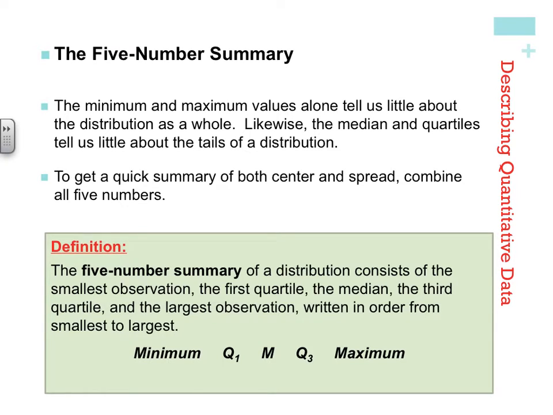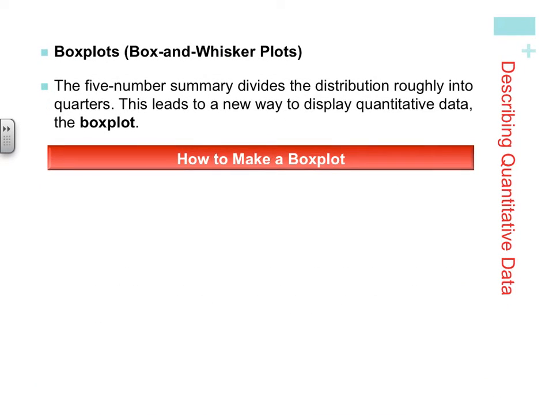Pretty easy. The minimum and maximum values alone tell us little about the distribution as a whole. Likewise, the median and the quartiles tell us little about the tails of a distribution. So to get a better idea of center and spread, you're going to want to combine all these numbers. Once you have all of these numbers, we can now create a box plot, okay?